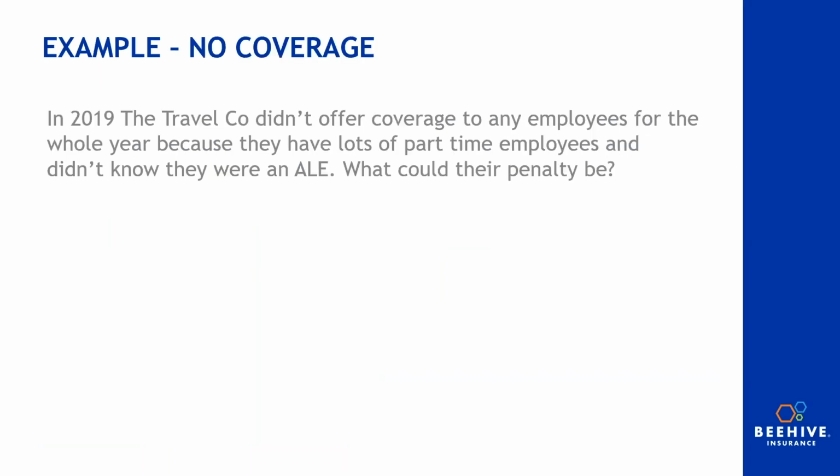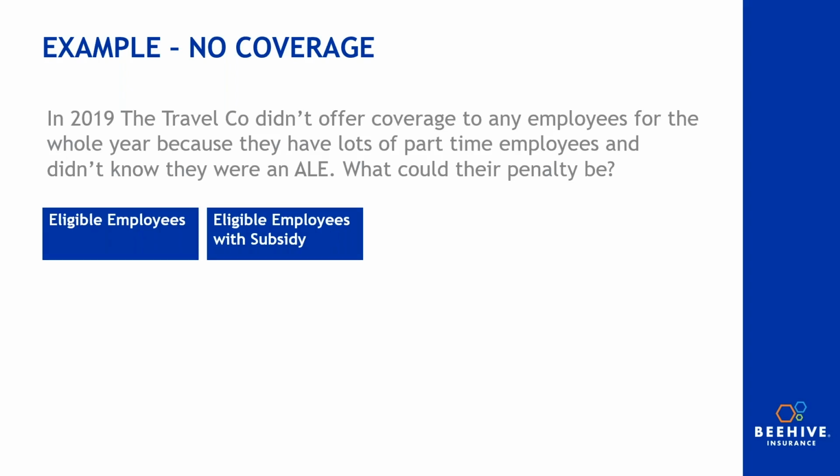So let's go through our first example. In our example, in 2019, the travel company didn't offer coverage to any employees for the whole year because they have lots of part-time employees and they didn't know that they were an ALE. So let's look at what their penalty could be.